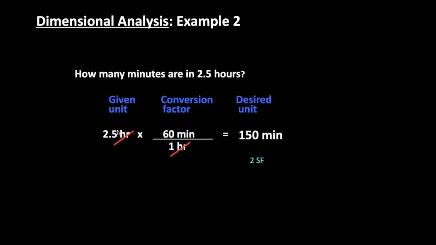Sig figs, again, the given unit has 2, so we'll want 2. 150 has 2 sig figs.